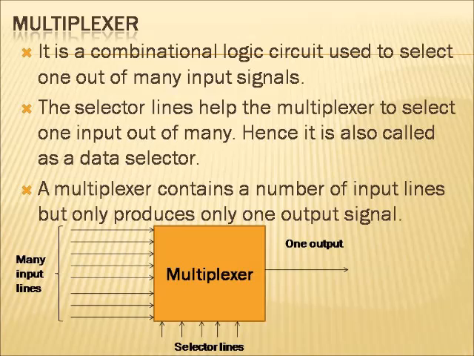So what is a multiplexer? A multiplexer is also a combinational logic circuit. It is used for selecting one input line from many input signals. So let me repeat again: it is used to select one of many input signals. It has many input signals, and out of those it can select one particular input signal and produce only one output line.